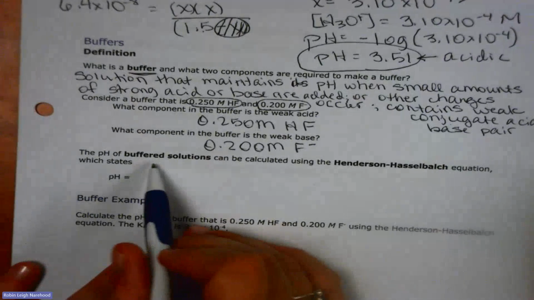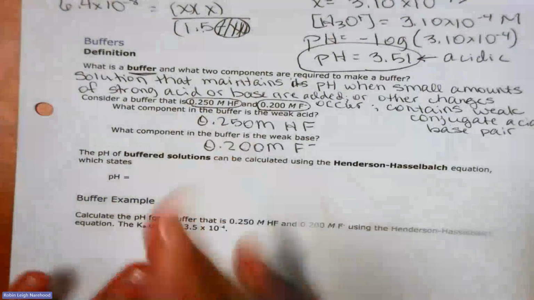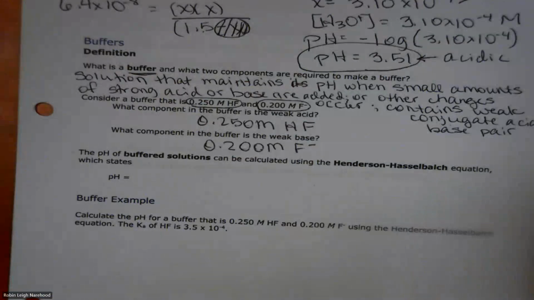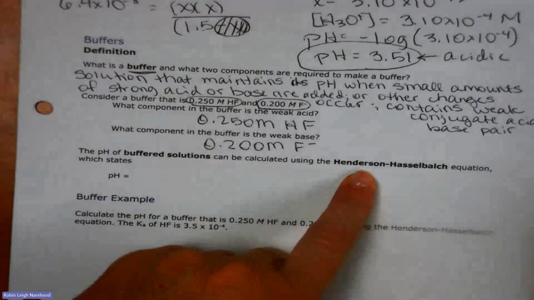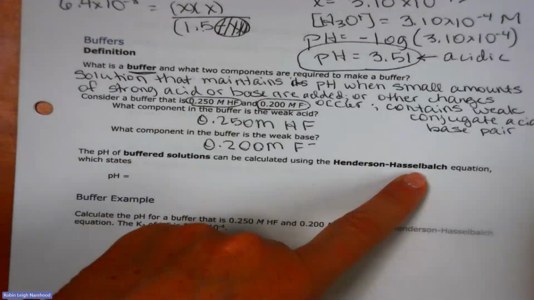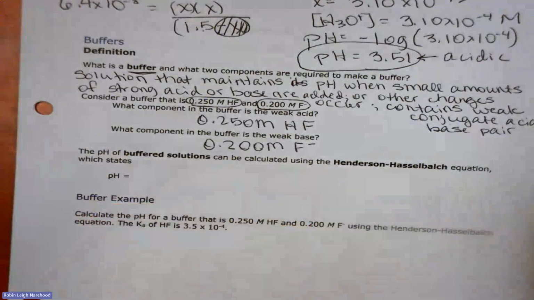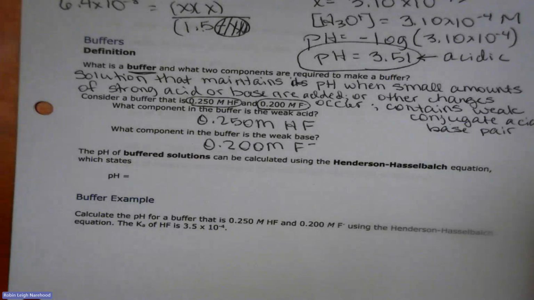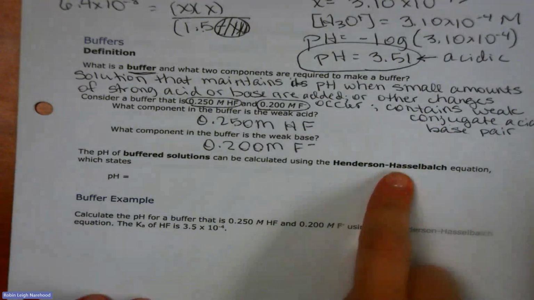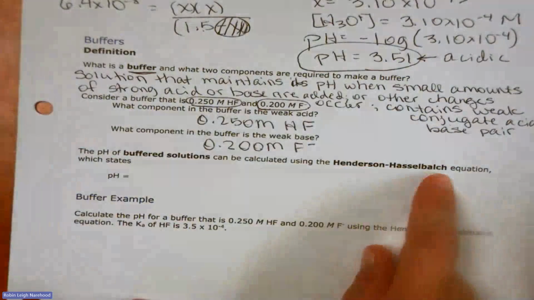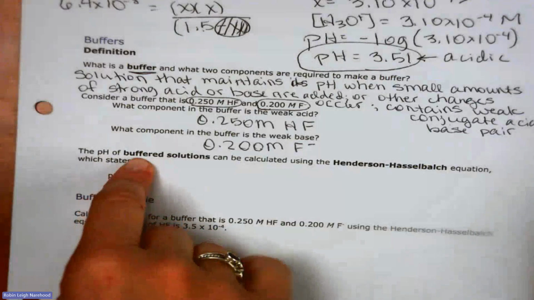But because this is a specific situation where X is not very large, Henderson and Hasselbalch combined the equilibrium expression, the information in a RICE chart, and the pH equation all into one equation, referred to as the Henderson-Hasselbalch equation, and we only use it for buffers.